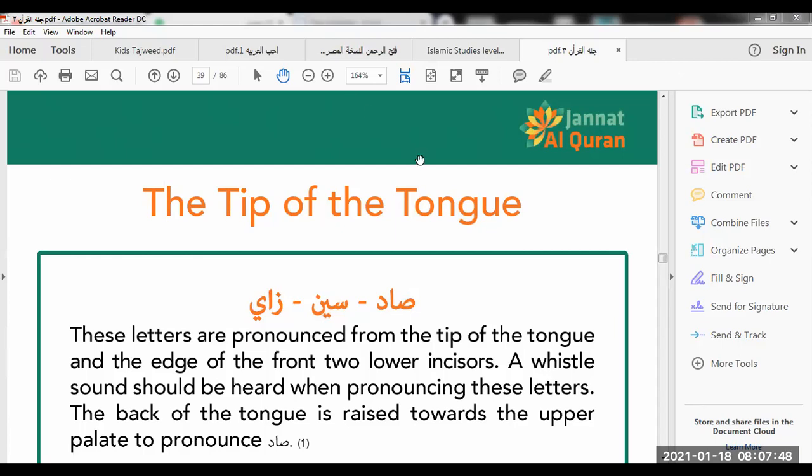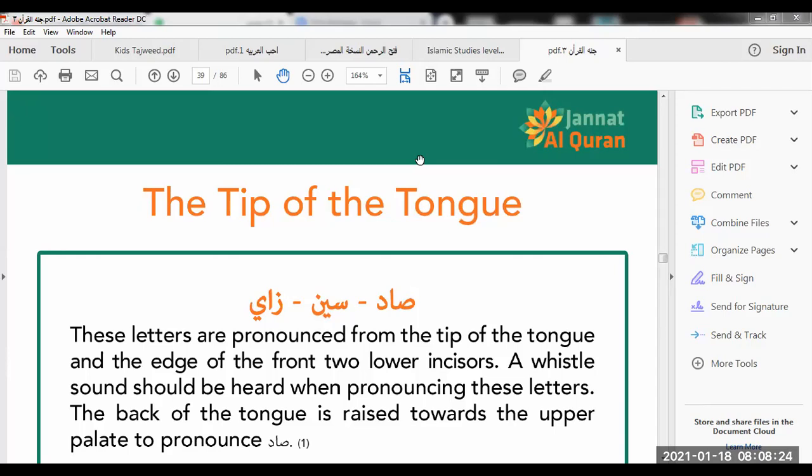Our lesson today is about صاد سين زاي, the articulation points for these three letters: صاد and سين and زاي. Okay, we have reached, in our journey in articulation points of letters, or مخارج الحروف, the tip of the tongue. Our lesson today is about the second group of the tip of the tongue.